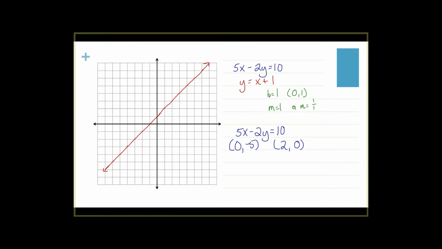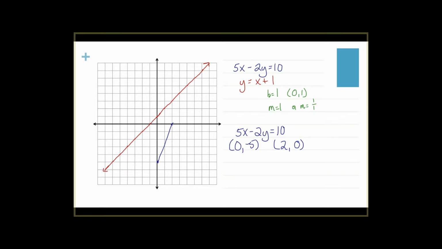Y-intercept of -5, 1, 2, 3, 4, 5. And x-intercept of 2. Now I can graph that, but because I don't know the slope of the line, I can't really tell where to go once I connect the dots. No, that's not very straight. I can't really tell where to go once I connect the dots. So notice I'm going to be at the mercy of my straight edge to get me to the right place.